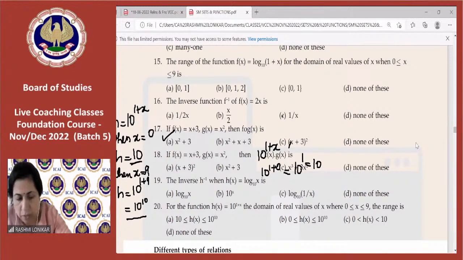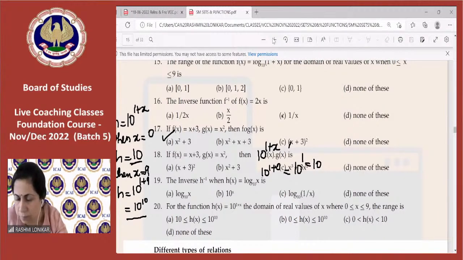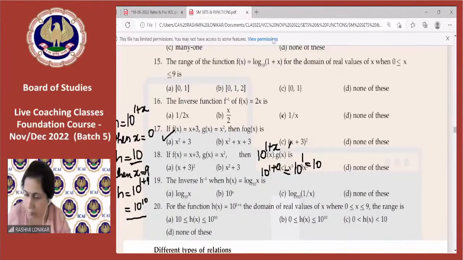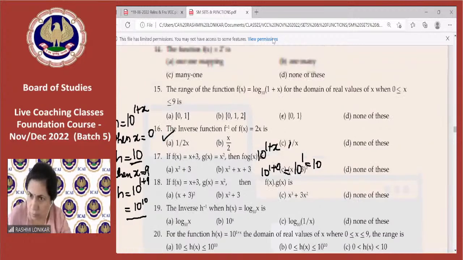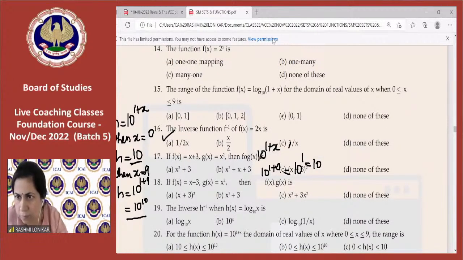Okay. Madan is asking for question number 15. Again they are asking you to find the range. Now let us see. What is the value of x? Minimum value is 0, maximum is 9.